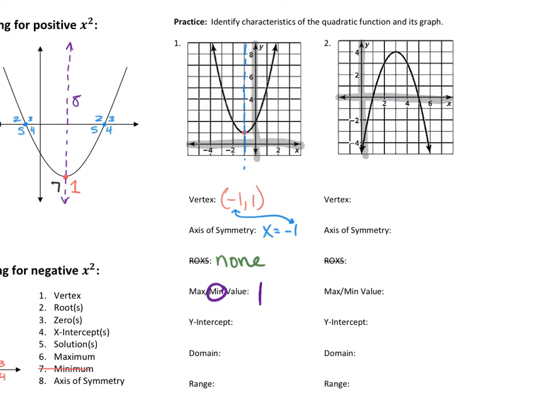Now, where's the y-intercept? Where it crosses the y-axis. Cool. Where does this one cross the y-axis? 2. Wait. At 2, but this is a coordinate, so how do I write that as a coordinate? 2, 0. 0, 2. 2, 0 is an x-intercept. 0, 2 is a y-intercept.